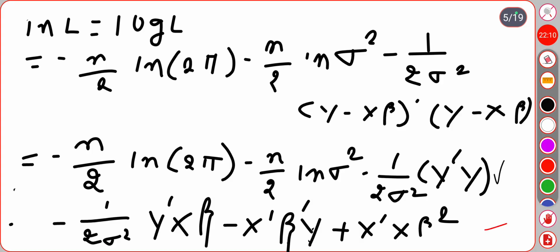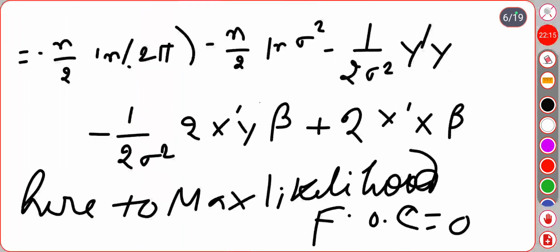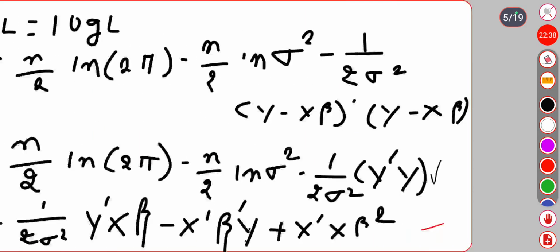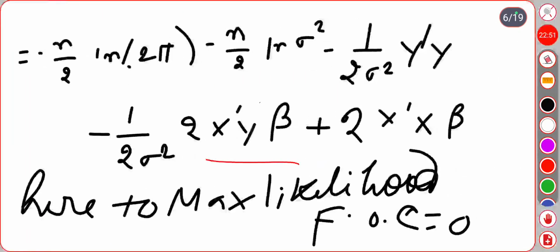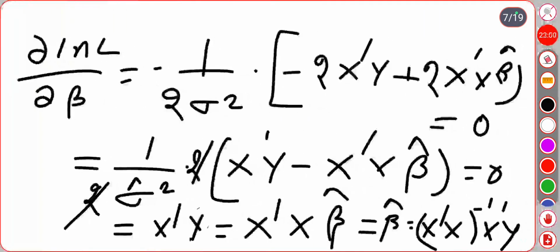And then it's better to check the derivative with respect to beta and sigma square. And we know the maximum likelihood condition is that the first order condition will be 0. So after taking derivative, we are setting the equation equal to 0. Before proceeding, we will just add these terms, the second and third terms, and get 2 x prime y beta multiplied with minus 1 by sigma square, and taking derivative with respect to beta, we get minus 1 by 2 sigma hat square, first bracket minus 2 x prime y plus 2 x prime x beta hat. Here beta is estimated, that is why beta hat.